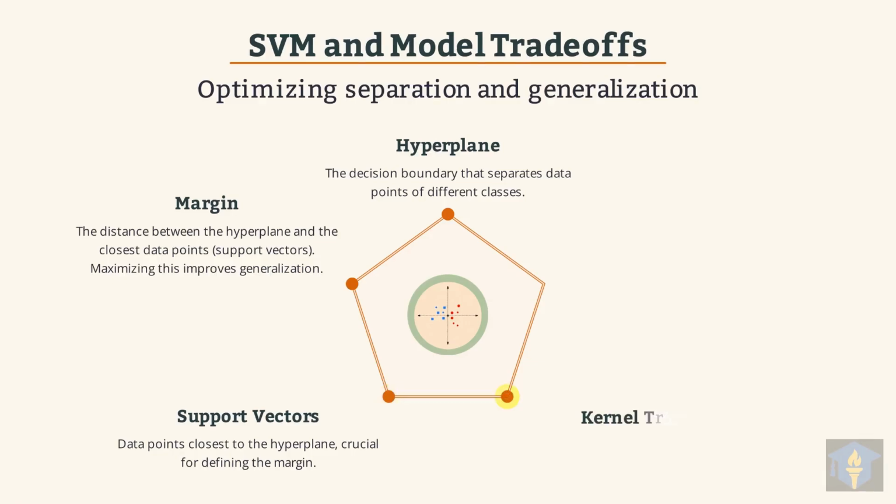The kernel trick is a clever technique used when data isn't linearly separable in its original form. It maps non-linearly separable data into a higher dimensional space, making separation possible and easier.